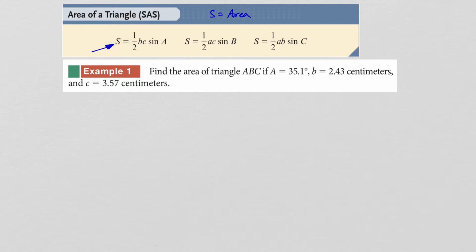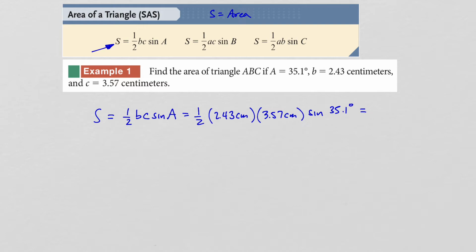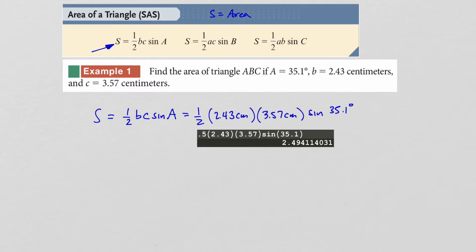Okay, so you'll notice that throughout the section, they always refer to the area of the triangle as this letter S. All right, so to do this particular problem, we have the area S is equal to 1/2 times B times C times the sine of A. And this is equal to 1/2 times 2.43 centimeters times 3.57 centimeters times the sine of the angle 35.1 degrees. And all we need to do now is plug this into a calculator. And if we round this to 3 significant digits, we get an area of approximately 2.49.